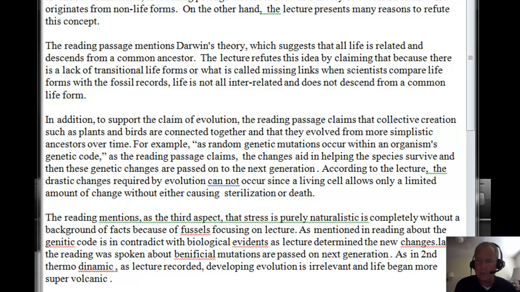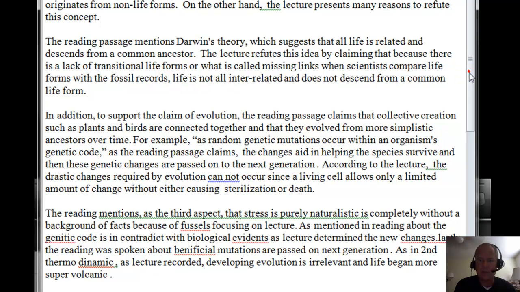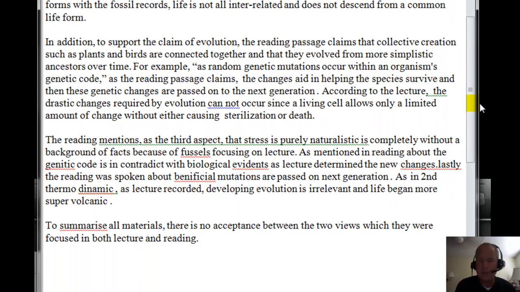Stress is purely naturalistic, is complete without a background of facts. As mentioned in reading about the genetic code, is it contradict with biological evidence as a lecture demands at new changes. Lastly, the reading was spoken about beneficial mutations are passed to the next generation. I don't know. I think you're having too many language issues. Too many problems are going on. I'm going to have to pretty much get rid of this whole paragraph.